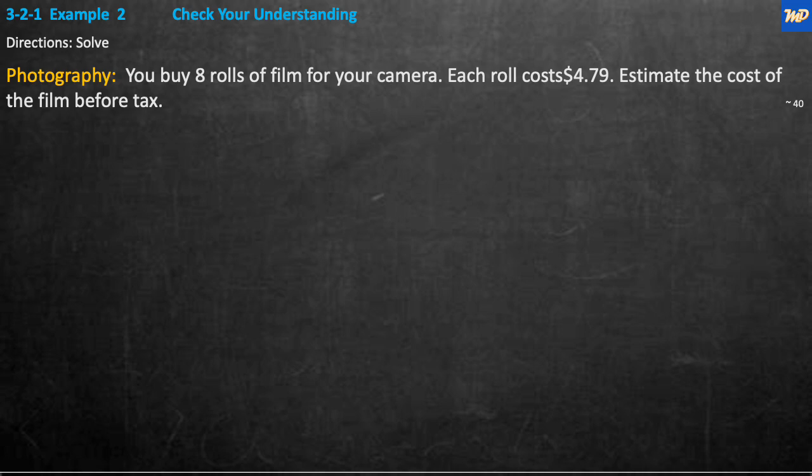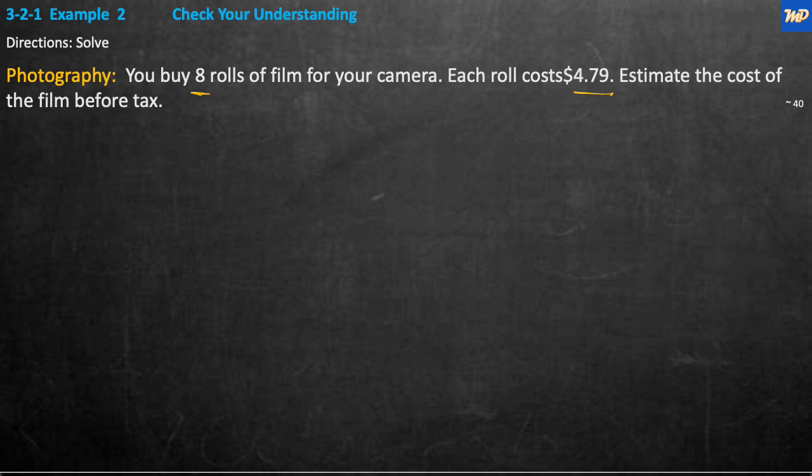Okay, so now that you're back, it says you buy 8 rolls of film for your camera. 8 rolls. It's a nice even number. We're not going to be doing any rounding on this one. Each roll costs $4.79. Estimate the cost of the film before tax.